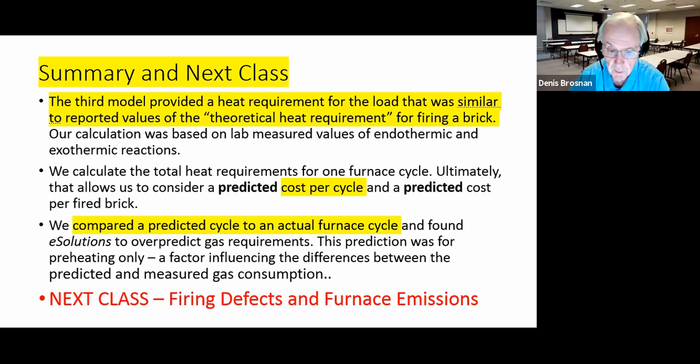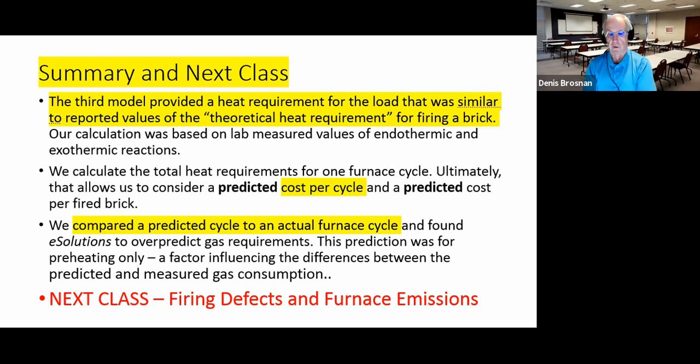When we compared the predicted energy requirements to an actual lab furnace cycle and a verification experiment, we found eSolutions to overpredict the gas requirements. And we tried to explain that in terms of limitations of eSolutions. It's a wonderful program for us to use and very useful.